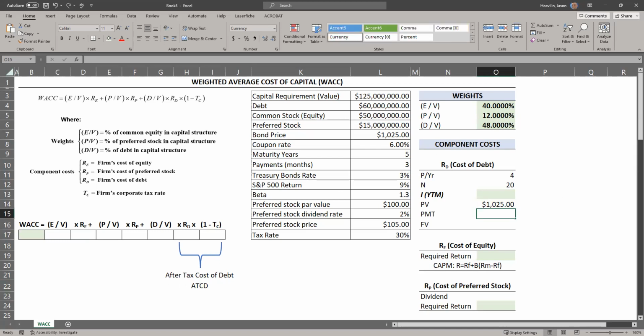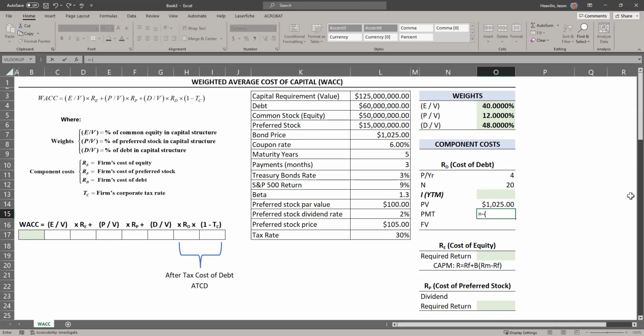Now, let's talk about the payment. It's something the company has to give out. So it's money, a cash outflow. The company is going to be paying this money to the person that purchased the bond. So it's a cash outflow for the company, so it has to be set as a negative. So we're going to put a negative up front so we can get a negative result.